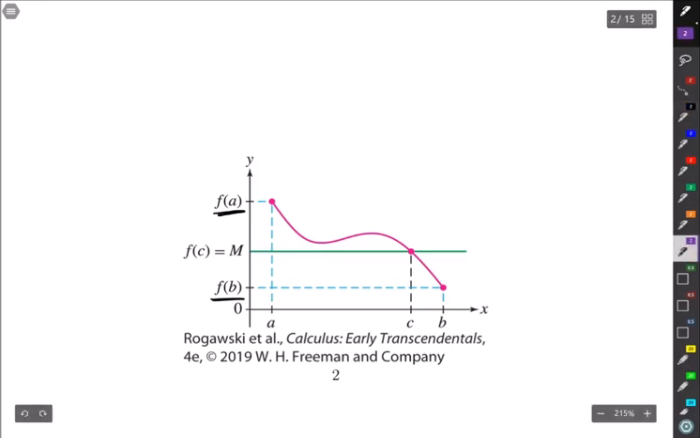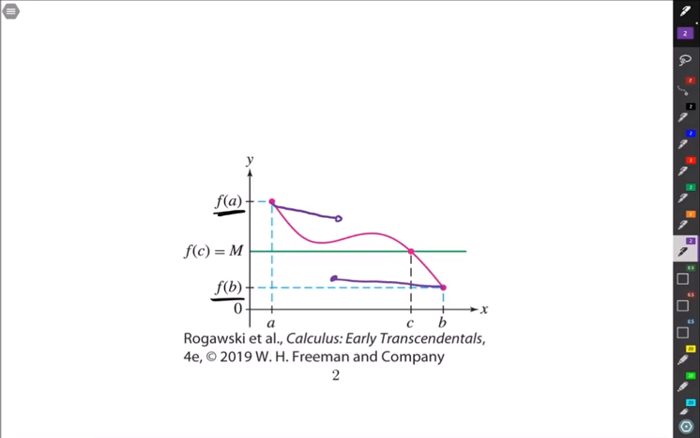For instance, if I draw in purple here a graph that went like this, and then jumps down to here, and then goes like that, that graph does not cross the line f of c equals m, so there's no point between a and b where f of c equals m because I've jumped over that line. So if it's discontinuous, there's no way I can say anything about this. But if it's continuous, I know I will have a point inside where f of c equals m.